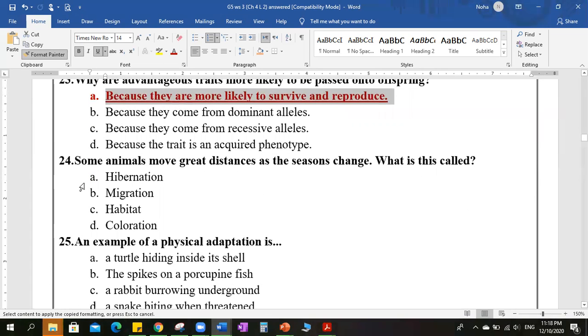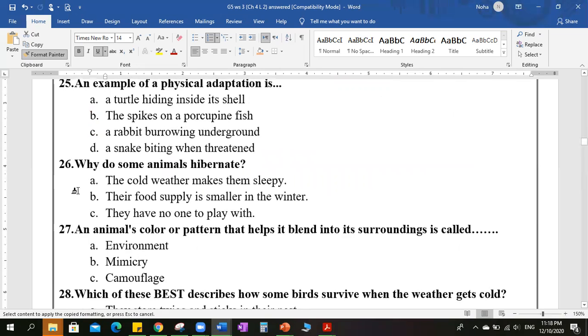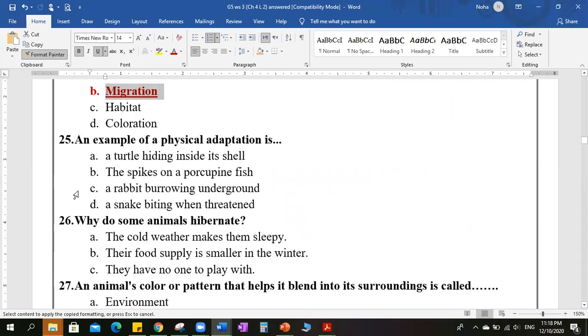Number 24, some animals move great distances as the seasons change, which means to travel from one place to another, from a cold place to a warm place. That's what we call migration. This is another type of behavioral adaptation. Number 25, an example of a physical adaptation, which means adaptation in the shape.